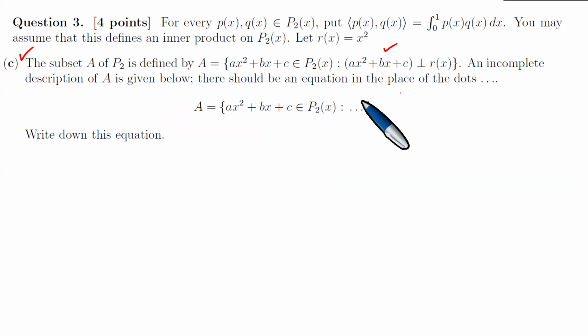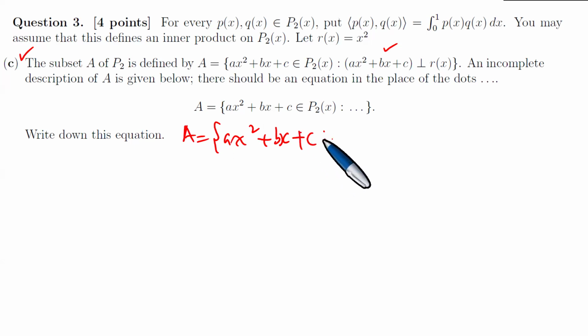Obviously, this is very important. If this is perpendicular to that, what would the equation be? It would be that ax squared plus bx plus c times Rx equals 0. Well done, that is exactly the answer.